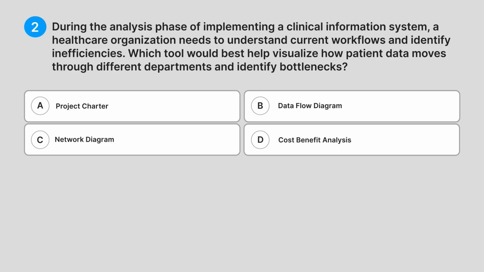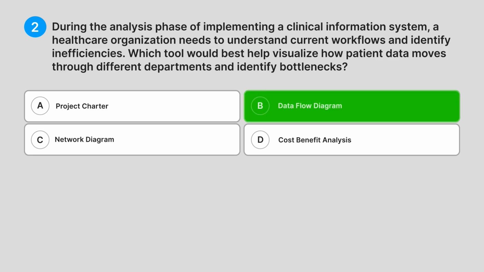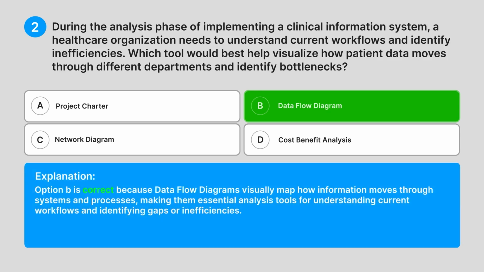Correct answer, B. Data flow diagram. Explanation. Option B is correct because data flow diagrams visually map how information moves through systems and processes, making them essential analysis tools for understanding current workflows and identifying gaps or inefficiencies.